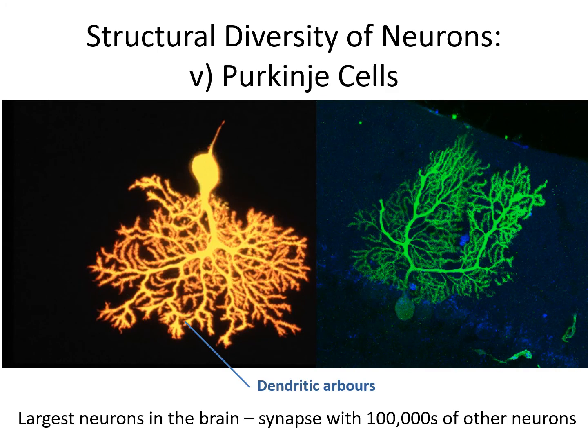Here are a couple more images of Purkinje cells, and these cells have been treated with a fluorescent dye to make them especially pretty. But you can see that they are very, very densely branching structures, and these structures are known as dendritic arbors. Dendrite means tree, arbor means tree. They're really, really tree-like.